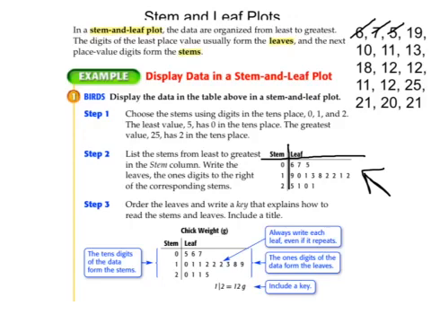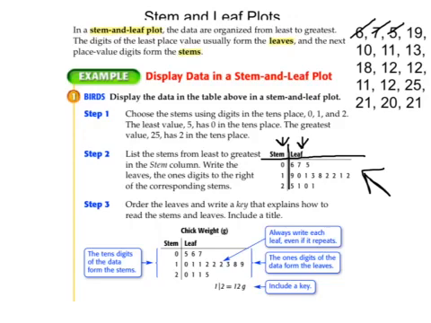One thing that this does not do is it does not have the numbers in order from least to greatest. And you do need to have the numbers in order from least to greatest. Your stems need to be in order from least to greatest, and your leaves need to be in order from least to greatest. So the next thing is to, step 3, order the leaves and write a key.